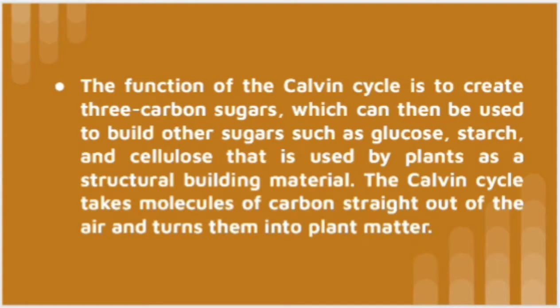The carbon backbones created in the Calvin cycle are also used by plants and animals to make proteins, nucleic acids, lipids and all the other building blocks of life. The Calvin cycle also regulates the levels of carbon dioxide, a greenhouse gas, in the Earth's atmosphere.